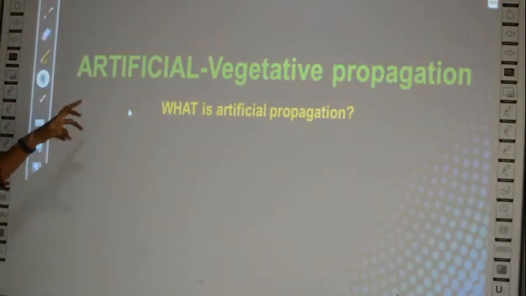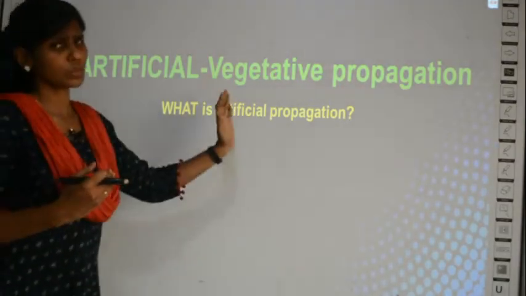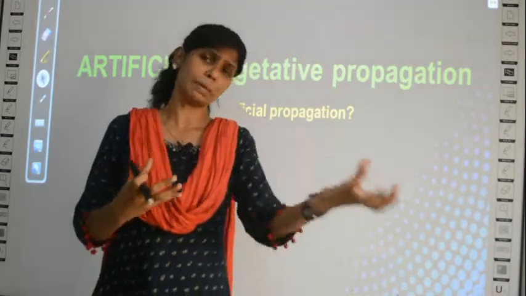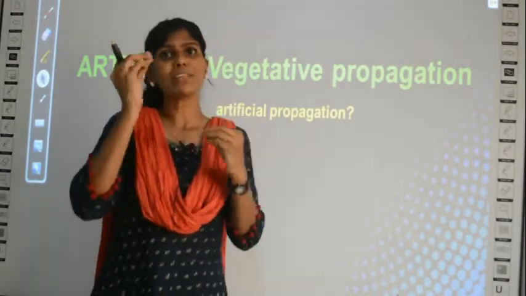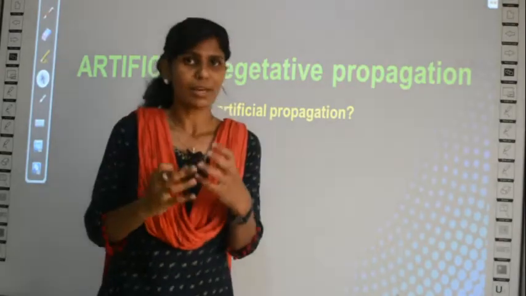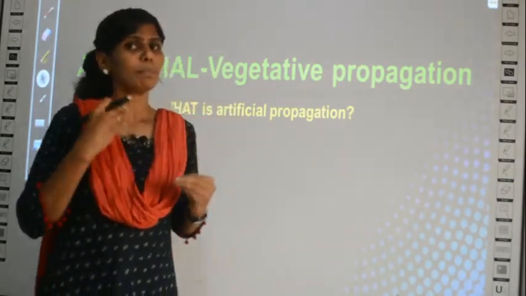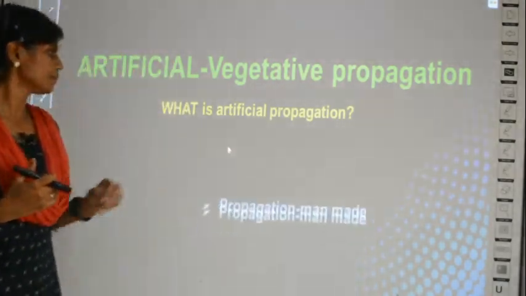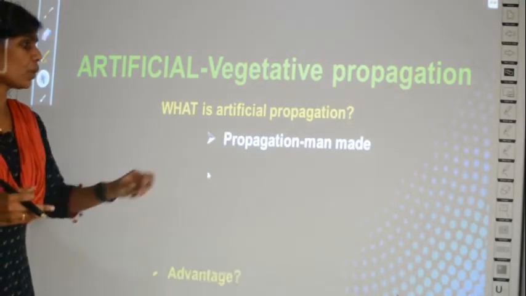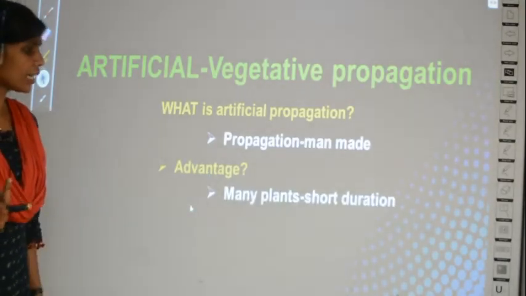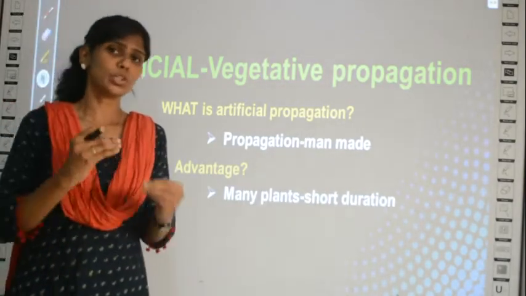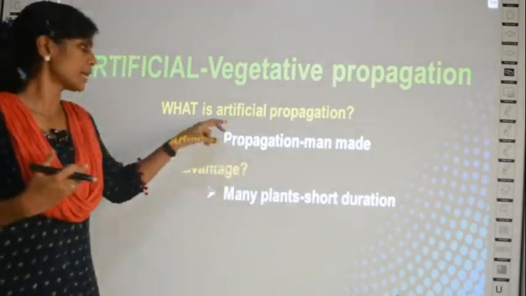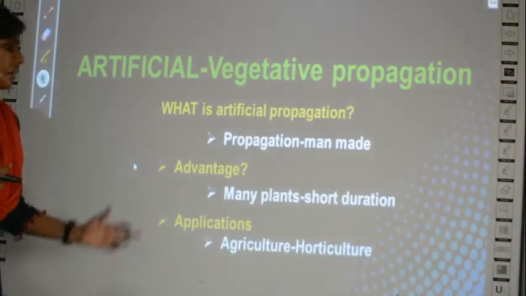And then what is artificial vegetative propagation? All these we have seen before are happening by natural means. Simply if you place a potato at your home also, it will develop buds from the eyes, right? We do not force them, but there are artificial, man-made vegetative propagation methods. What is artificial propagation? First of all, it is man-made. What is the advantage? Many plants can be produced within a short duration. If it has to happen naturally, it will take time. If we force that process, it can happen quickly.